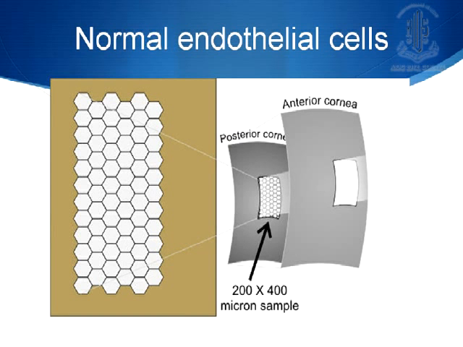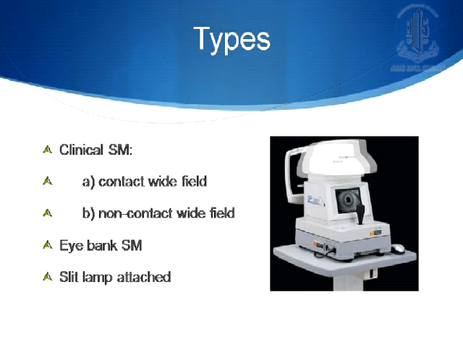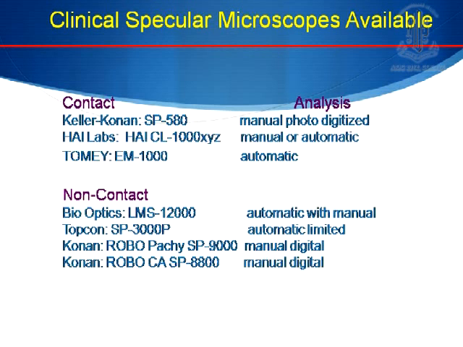And this is what a normal endothelial cell looks like. I'll be describing the features of it as we go along. So what are the specular microscopes that are currently available? The clinical ones are of two types, the contact and the non-contact. And then we have the eye bank specular microscopes for evaluating the donor corneas. I'll be limiting this talk to the clinical specular microscopy. And there are certain ones which are attached to the slit lamp as well. So these are the various types which are available.